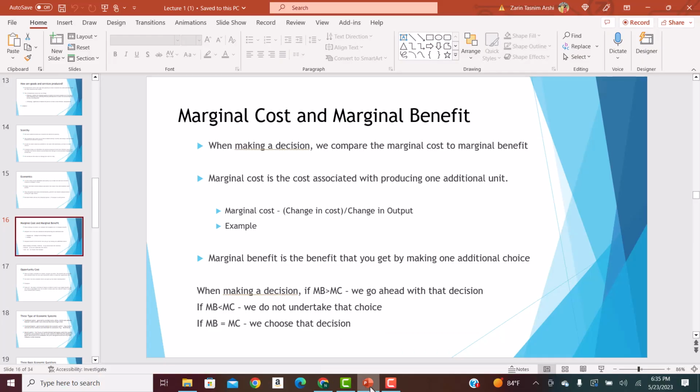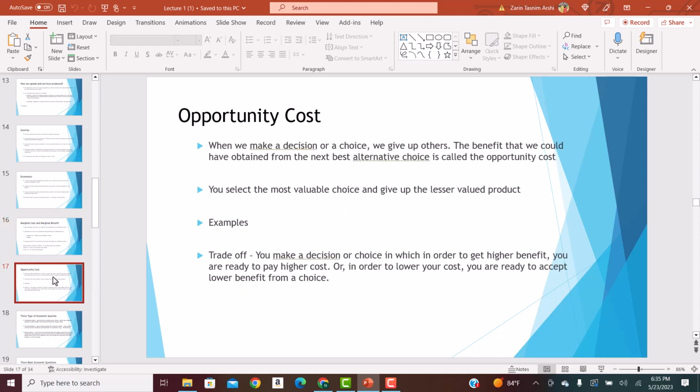Okay, so now we have looked into marginal cost and marginal benefit. Now we are going to look into another analysis that we do when we make a choice or make a decision in economics, and that is called opportunity cost. So what is opportunity cost? Basically, when you have a lot of choices and you make a choice and give up the other choices, the benefit that you forgo of the next best alternative becomes your cost because you're not getting that benefit, and that cost is known as the opportunity cost.